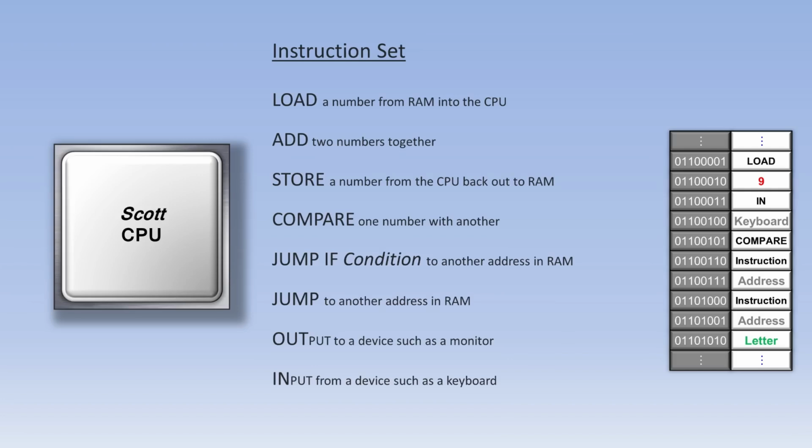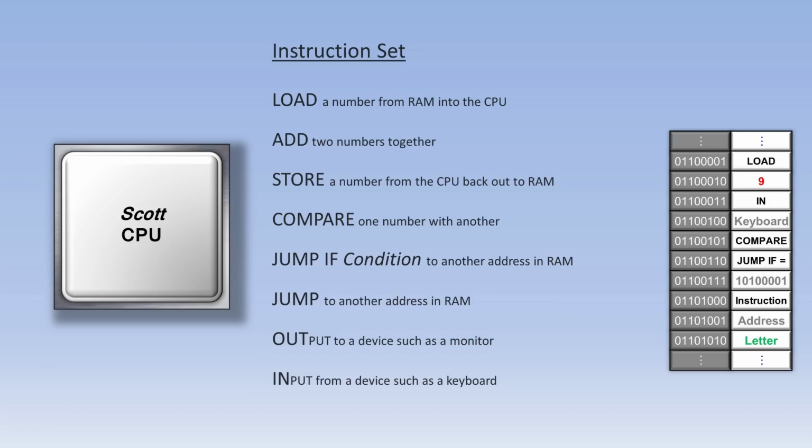Following the compare instruction is a jump if equal instruction, which will jump to another address in RAM if those two numbers we just talked about are the same. The jump if equal instruction is immediately followed by a new RAM address. If the two numbers are the same, the CPU jumps to that new address to begin processing its next set of instructions from there. If the two numbers are not the same, then the computer ignores the jump if equal instruction and the corresponding address and just keeps going.